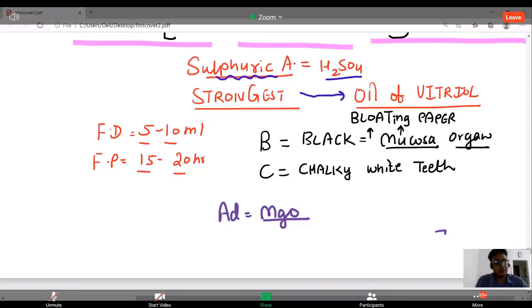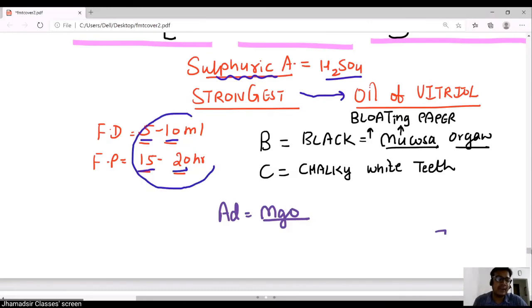Doctor, how to remember the fatal dose and fatal period? 5, 10, 15, 20. 5 to 10 ml is the fatal dose. 15 to 20 hours is the fatal period.